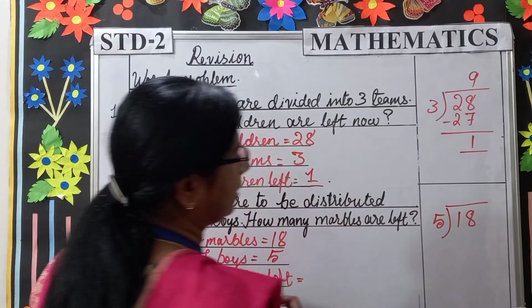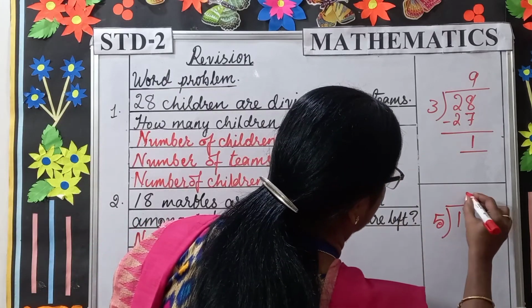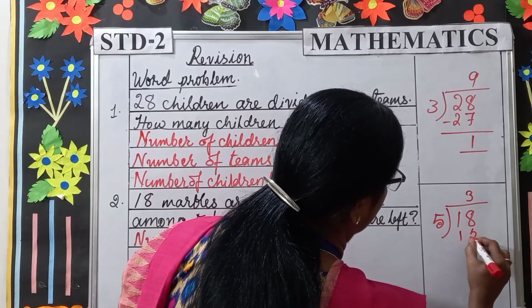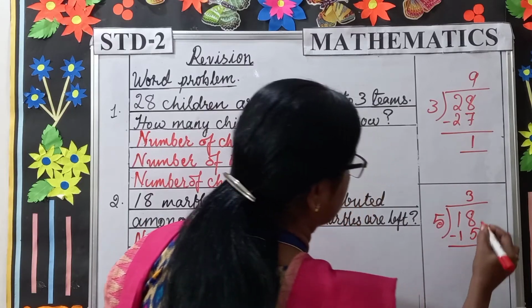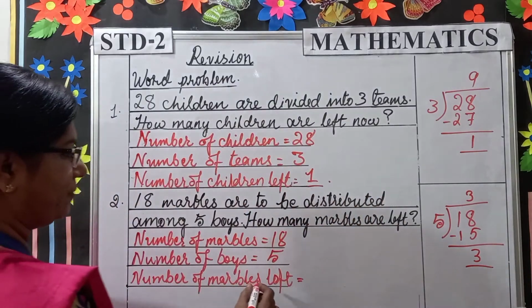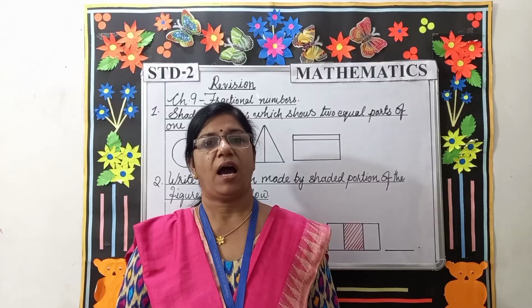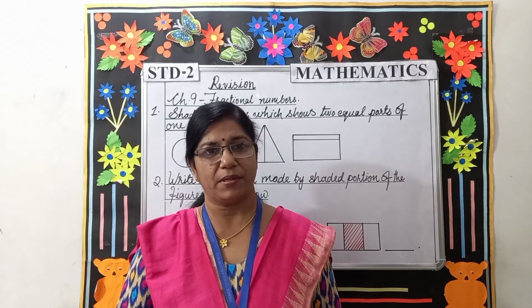Say the table of 5, children. 5 3s are 15. Subtract 18 minus 15, 3. So how many marbles are left? 3 marbles are left.